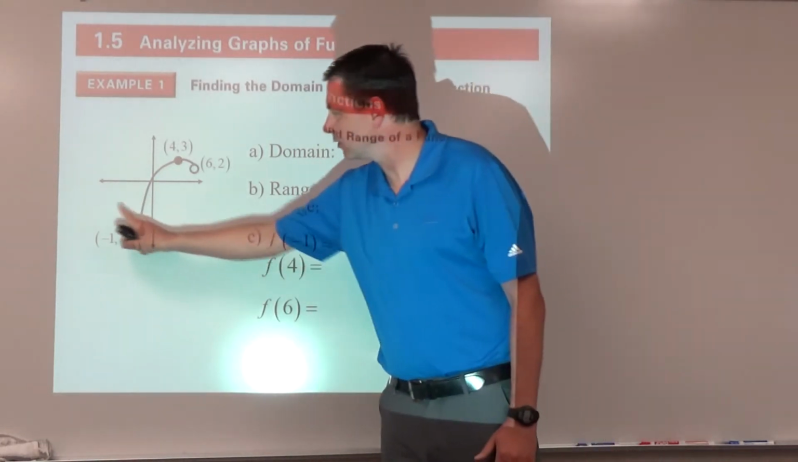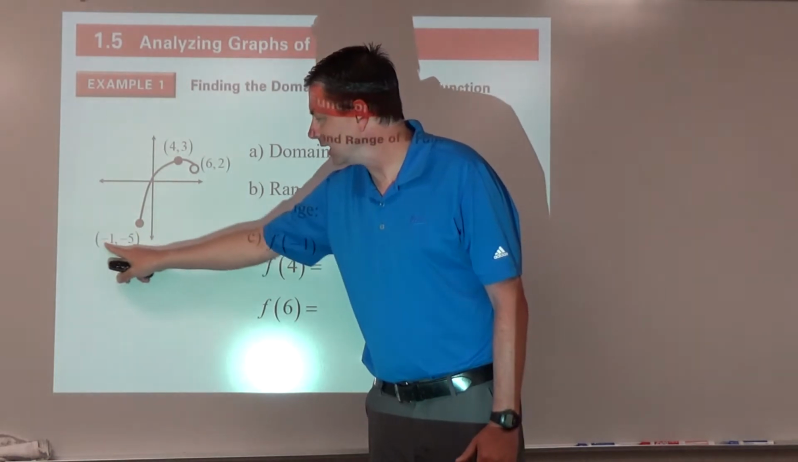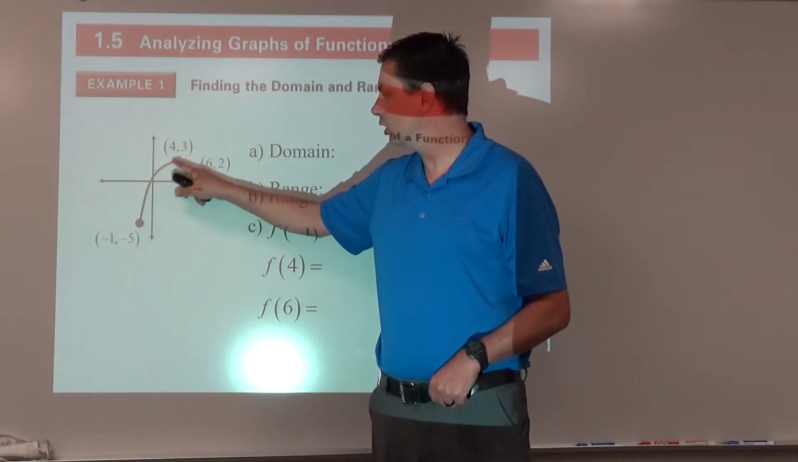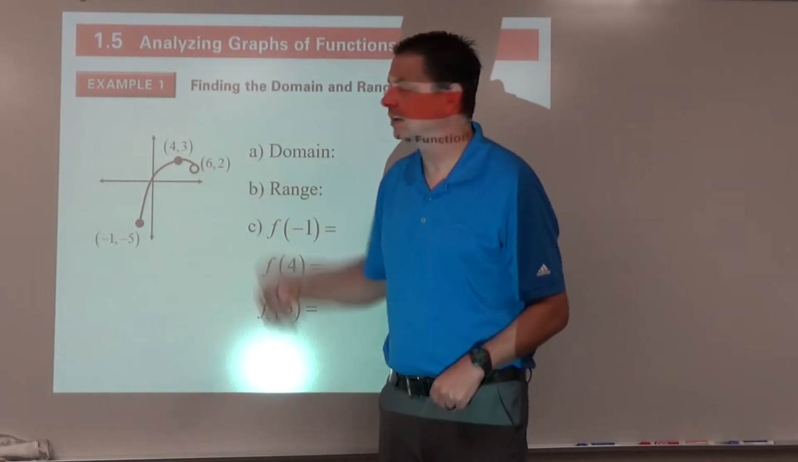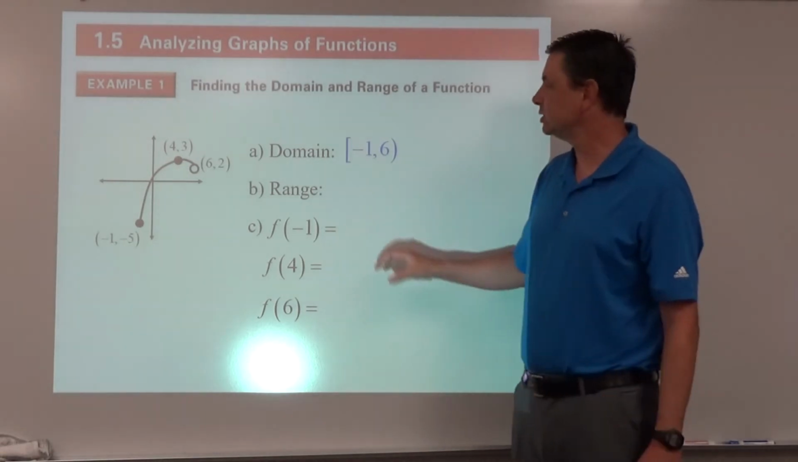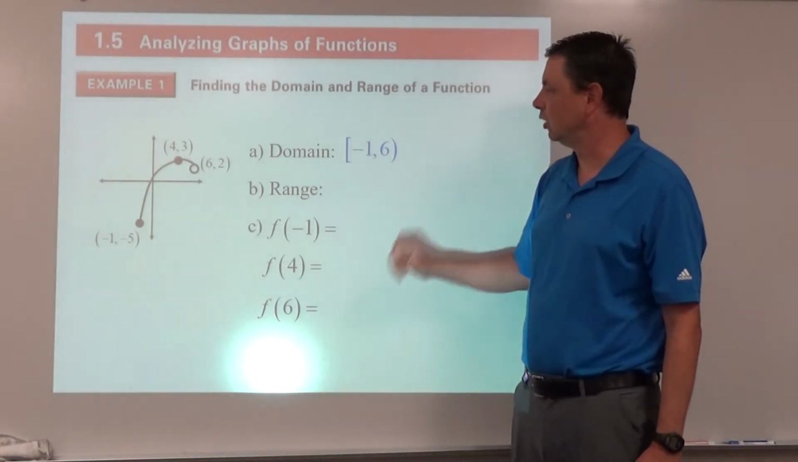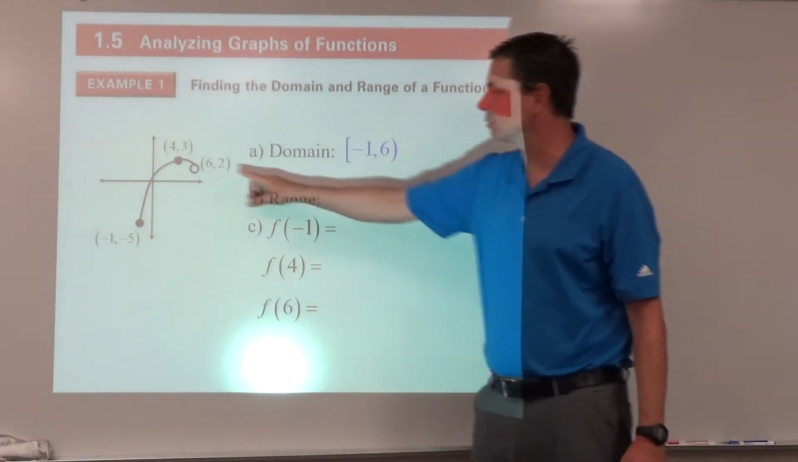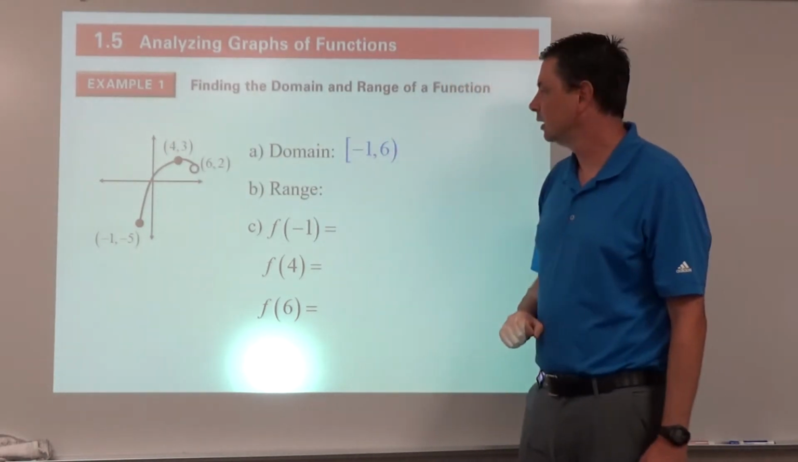We can see that from left to right it starts here at negative 1, and clearly there's a closed point there, and then it goes all the way over to here to positive 6, but an open point, so that our domain in interval notation is bracket negative 1 because of the closed point, comma 6. Doesn't quite get to 6 because of the open point right there.